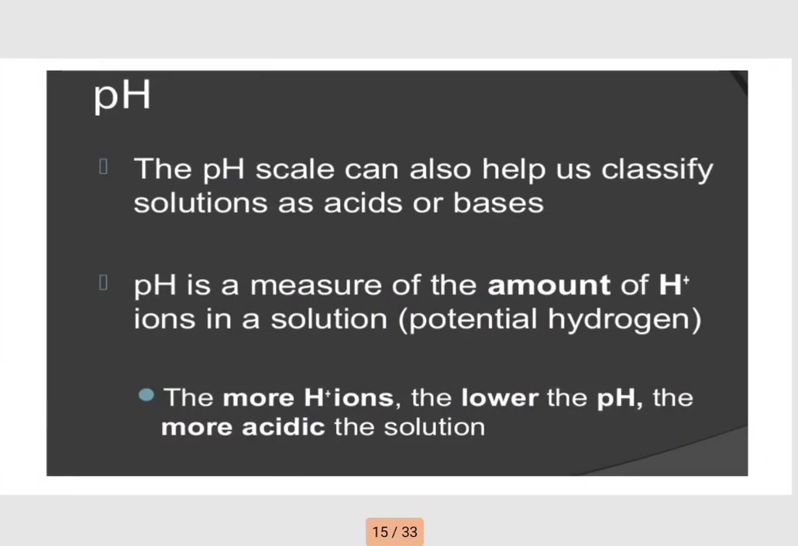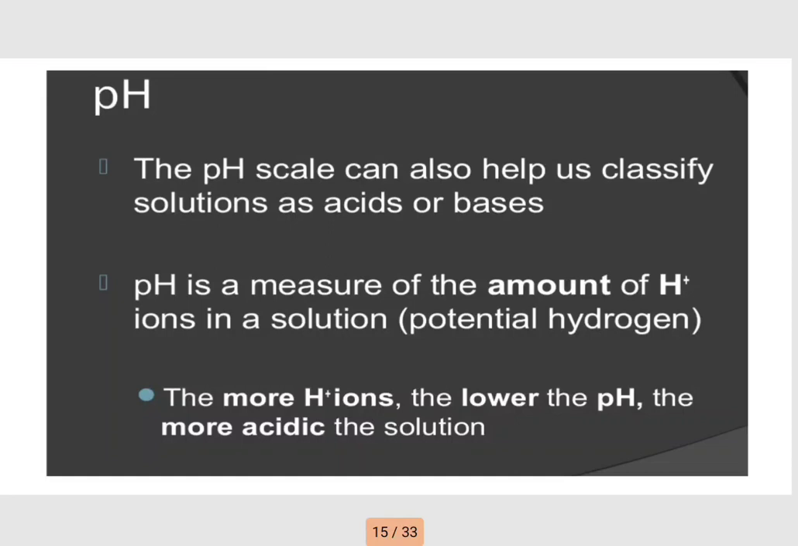pH, the strength of acids and bases, is measured on the pH scale. The pH scale is used to measure how acidic or basic a substance is. When the pH is less than 7, it is acidic. When pH is equal to 7, it is neutral, like pure water. When pH is greater than 7, it is a base. Lower pH means stronger acid and higher pH means stronger base.